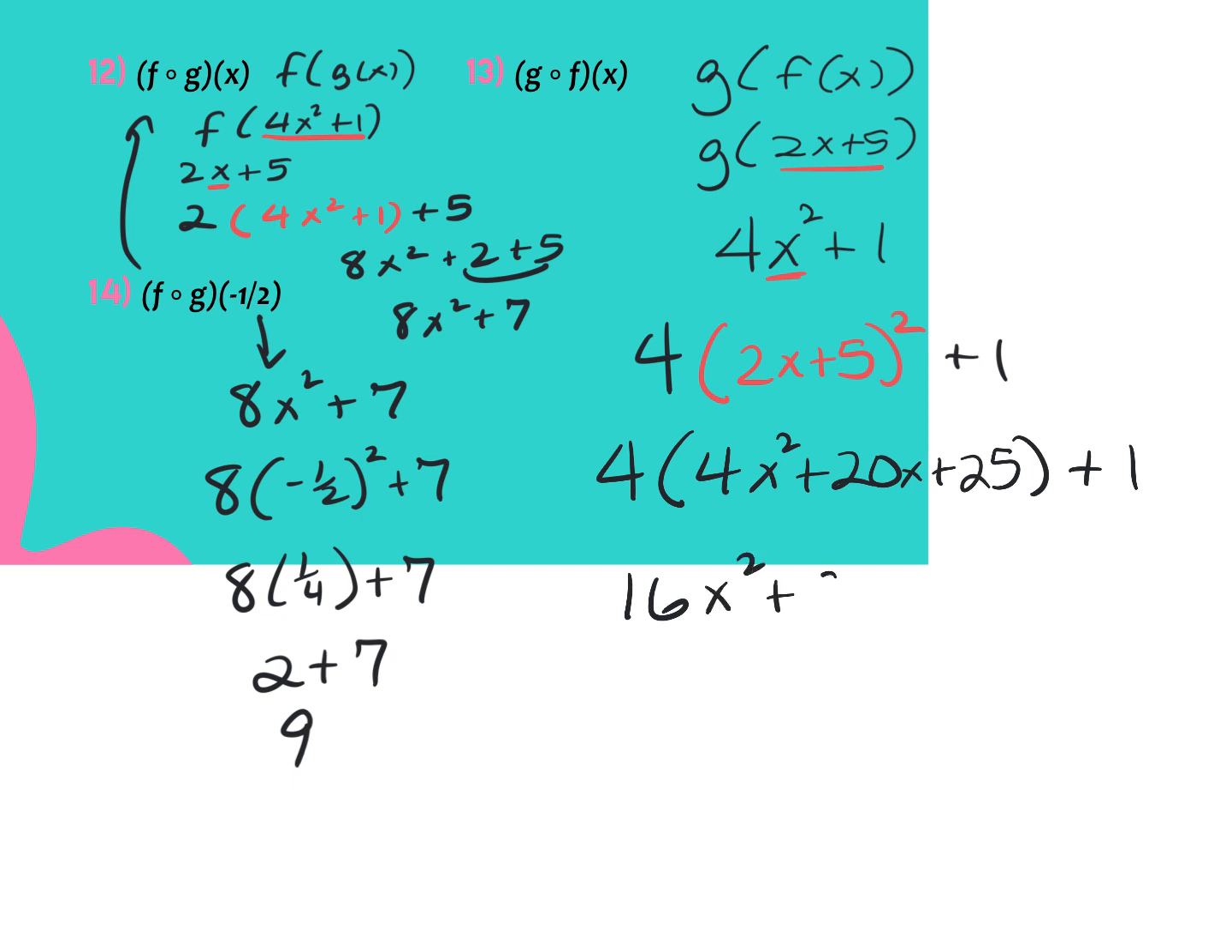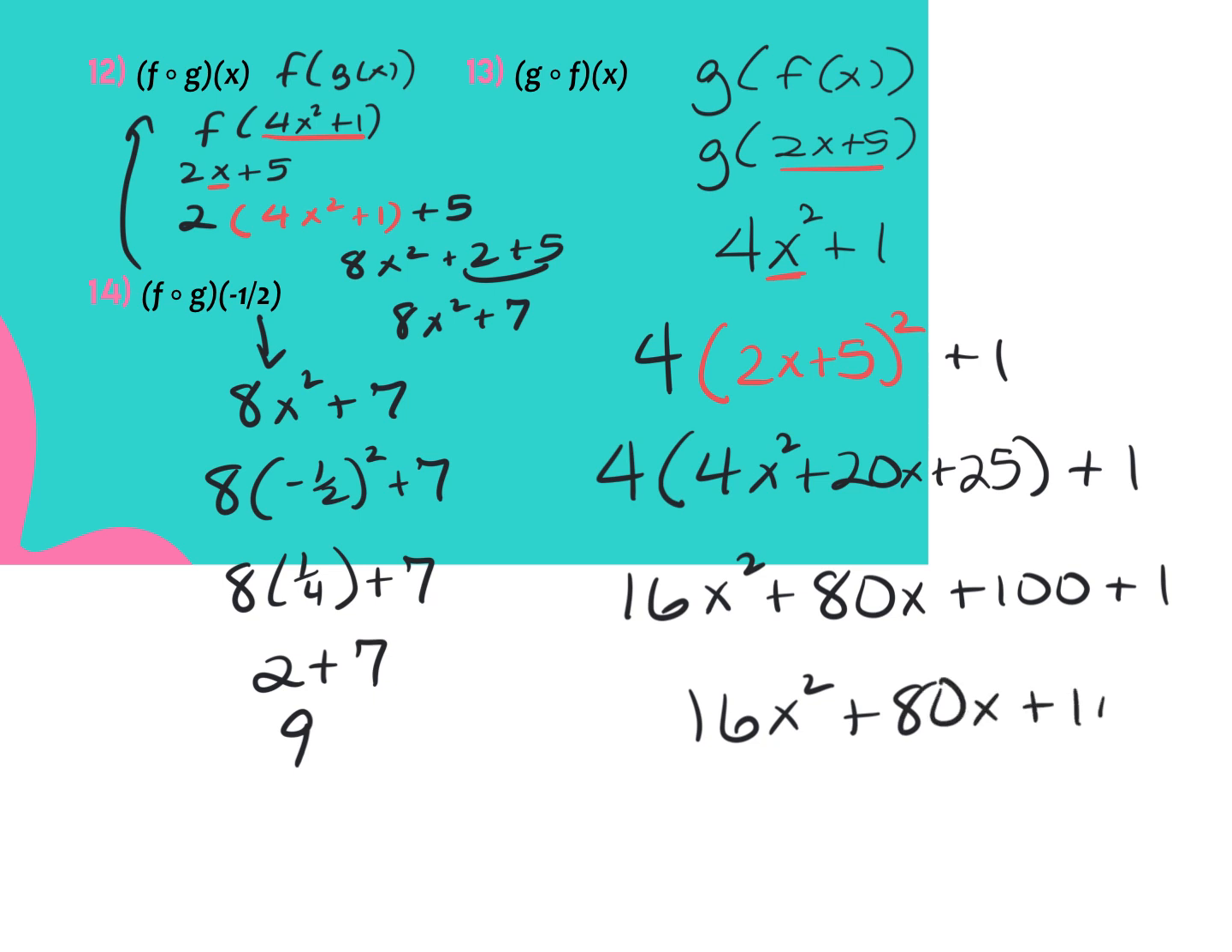16x squared plus 80x plus 100, and then plus 1. Simplify the 100 and the 1, and I get 101.